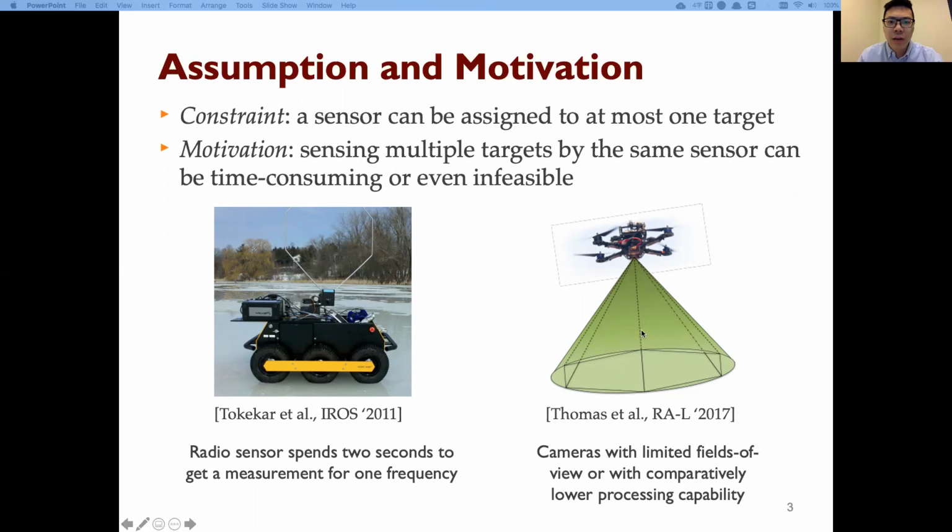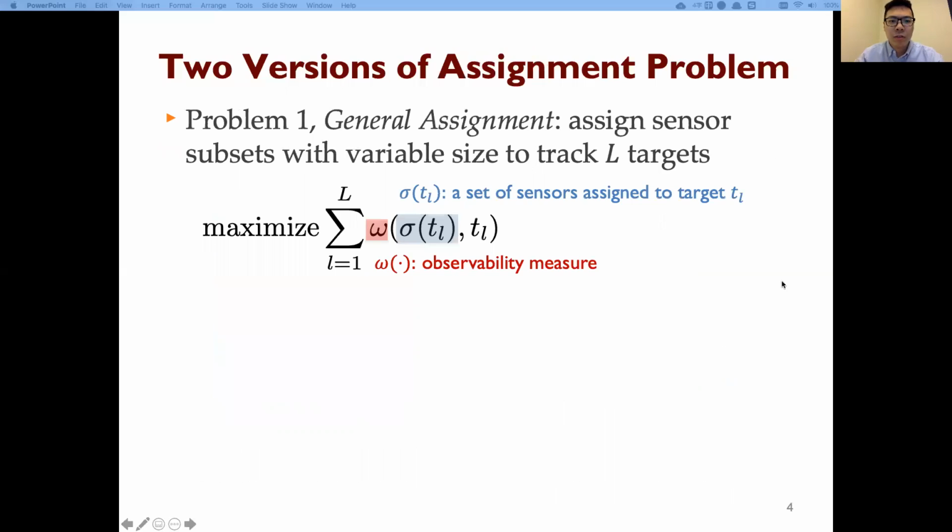Also, if the sensor has a limited field of view or low processing capability, it's very difficult for a single sensor to track multiple targets. So we consider assigning a set of sensors to track each target. In this way, we can reduce the task load of individual sensors for better tracking performance. So based on this constraint, we studied two versions of the assignment problem.